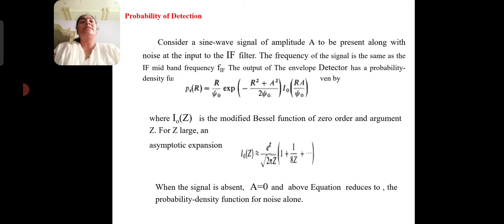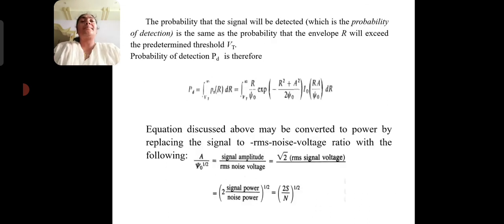the probability density function of noise alone. Here I am detecting the minimum signal which can be present without noise. The probability that the signal will be detected is the same as the probability that the envelope R will exceed the predetermined threshold Vt. The probability of detection Pd is therefore found by searching the probability density function from Vt to infinity.